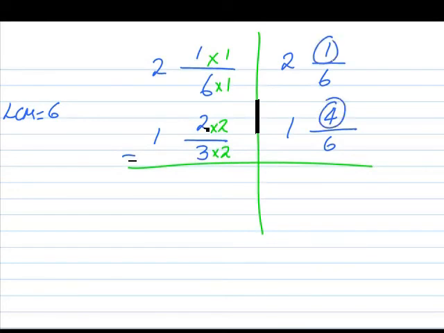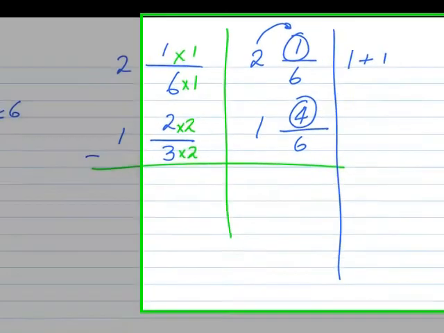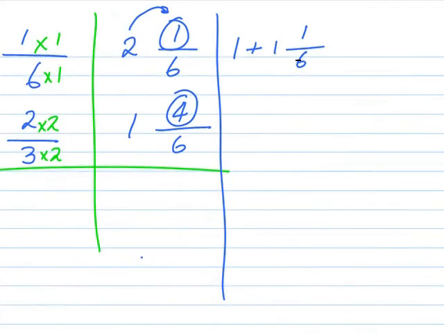So what I need to do is borrow from the whole part. So if you remember, 2 is 1 plus 1, so this is the same as 1 plus 1 and 1/6. Right? So instead of 2 and 1/6, I wrote 1 plus 1 and 1/6. Now this part I'm going to write as an improper fraction. What is that 1 and 1/6? 6 times 1, 6 plus 1, 7/6. So 1 plus 1 and 1/6 is the same as 1 plus 7/6.